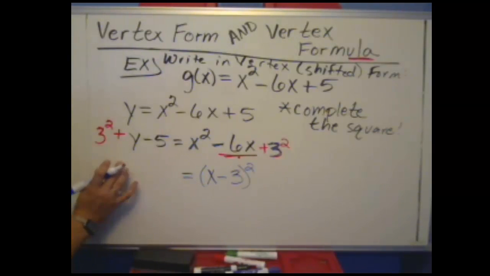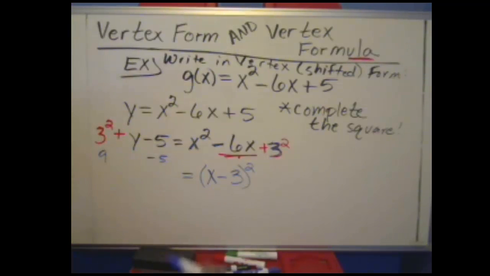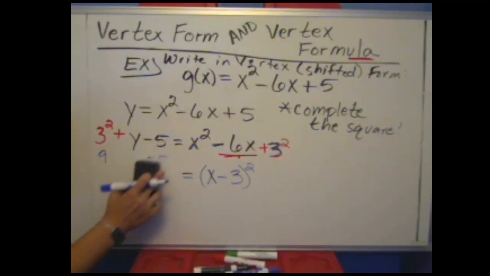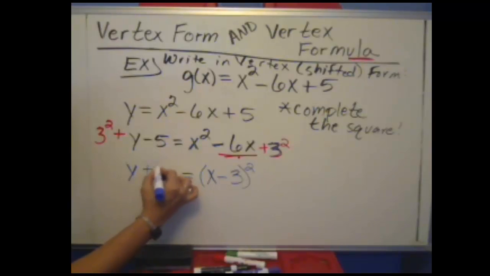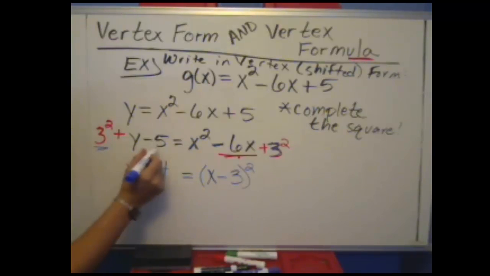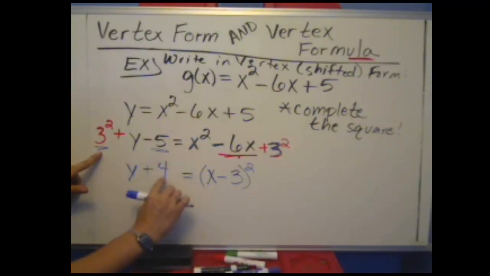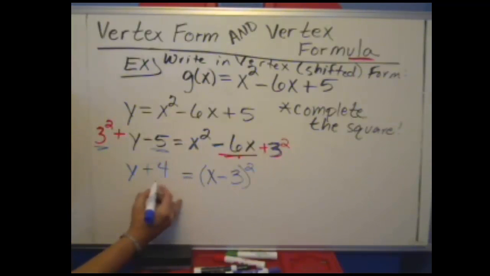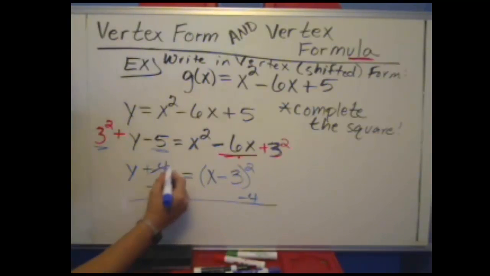To clean up the left-hand side, please notice that 3 squared is a 9. And so we have 9 minus 5 on the right-hand side. So I'm going to rewrite that as a 4. So we have y plus 4 being the simplification that we get when we put the 9 and the negative 5 together. We get the positive 4. So now let's subtract 4 from both sides to get y alone.